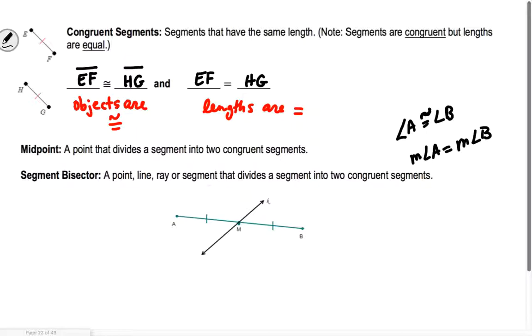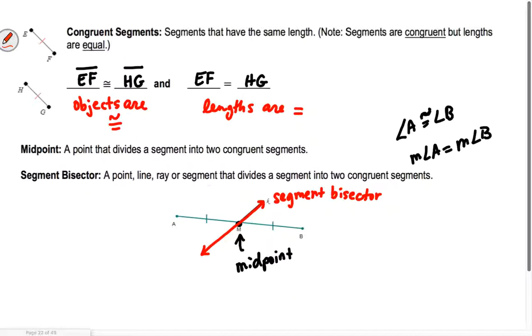All right, so a segment bisector is a point, line, ray, or segment that divides a segment into two congruent segments. So the midpoint would be like point M. It's a point, hence midpoint. But anything that meets at that midpoint, like this line K, that's a segment bisector. So anything that is breaking it into those two equal pieces.